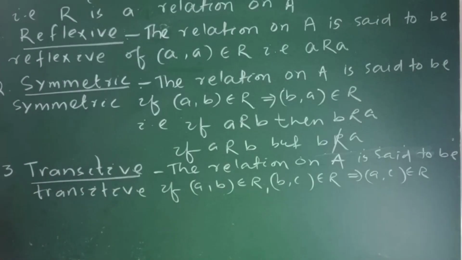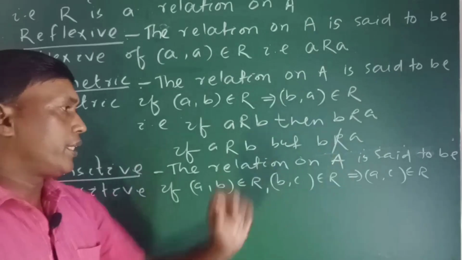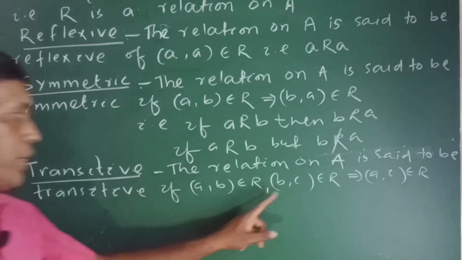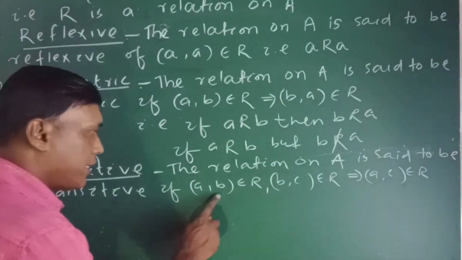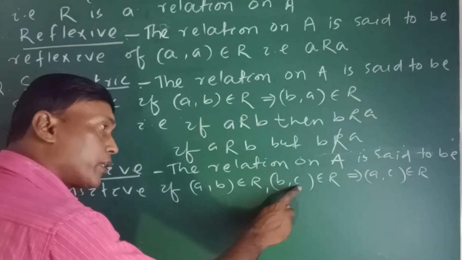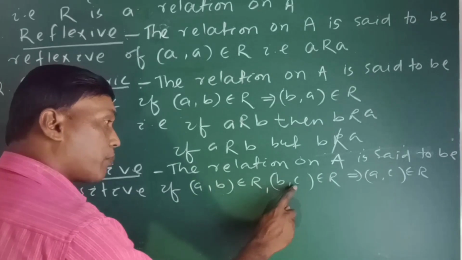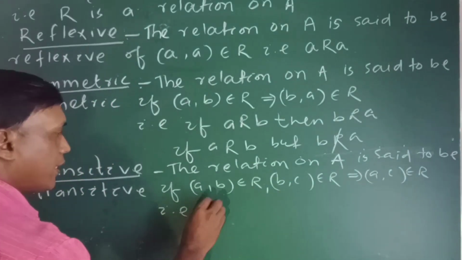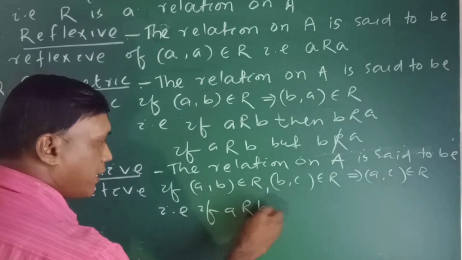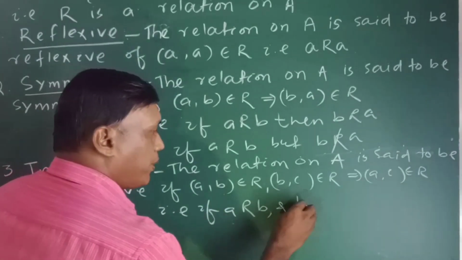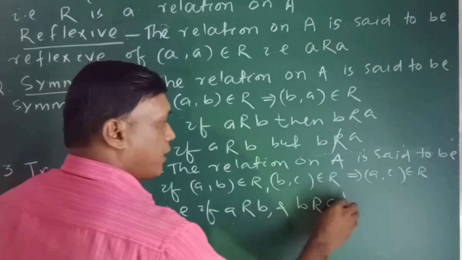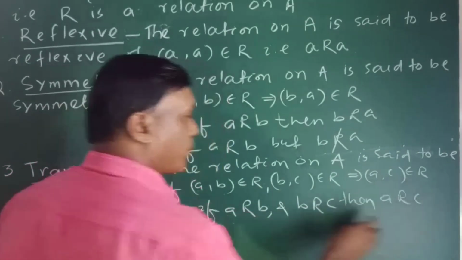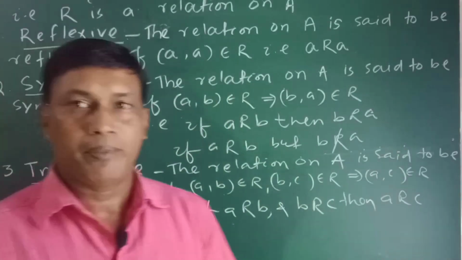Next is transitive relation. The relation on A is said to be transitive if (a, b) belongs to R and (b, c) belongs to R. That means a is related with b, b is related with c, implies a must be related with c. This can also be written as: if a is related with b and b is related with c, then a must be related with c. So, this relation is the transitive relation.